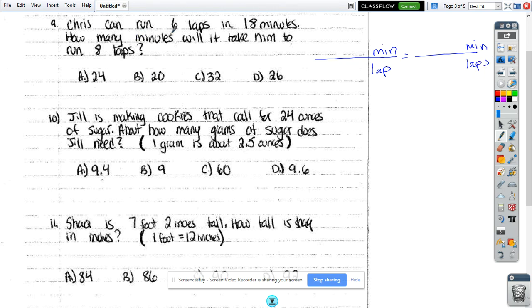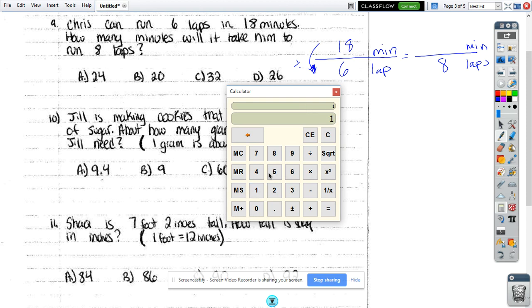Okay, so it says he can run 6 laps in 18 minutes. So that's 6 laps, that's 18 minutes. And then it says, how many minutes will it take him to run 8 laps? So I'm going to put 8 down here. Notice my units are super important because it tells me where to put my numbers. Laps on the bottom, laps on the bottom. 18, if I take this, I can divide. 18 divided by 6, if you know your multiplication tables, you know it's 3.